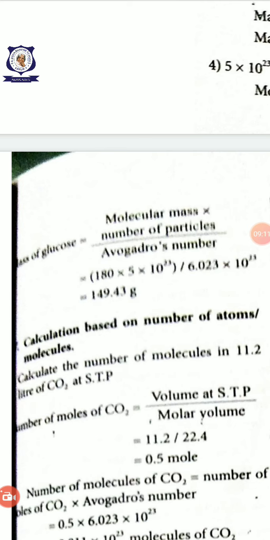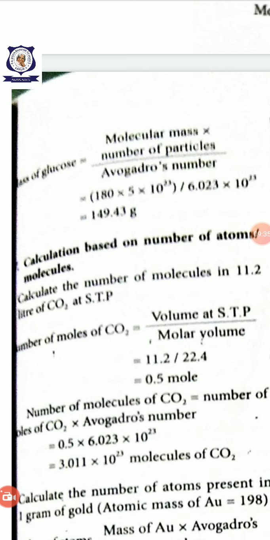See, what is the molecular mass? 180. Number of particles by Avogadro number gives the number of moles. So we use number of particles, how much? 5 into 10 power 23 divided by Avogadro number 6.023 into 10 power 23. Simplifying this, we get 149.43 grams.